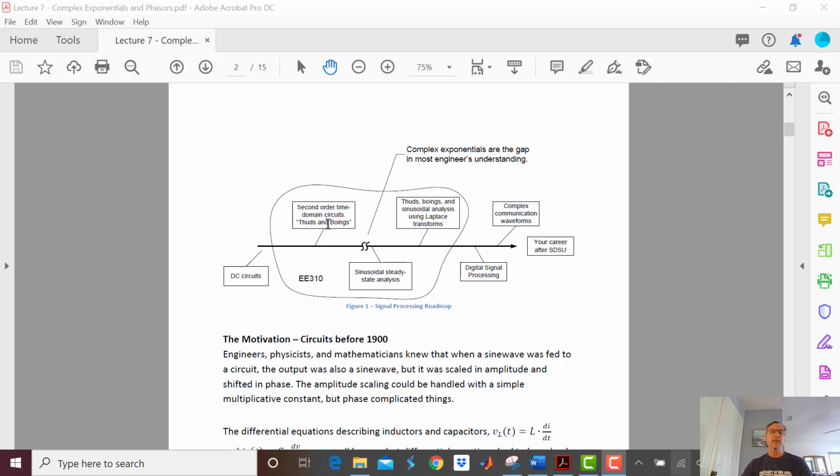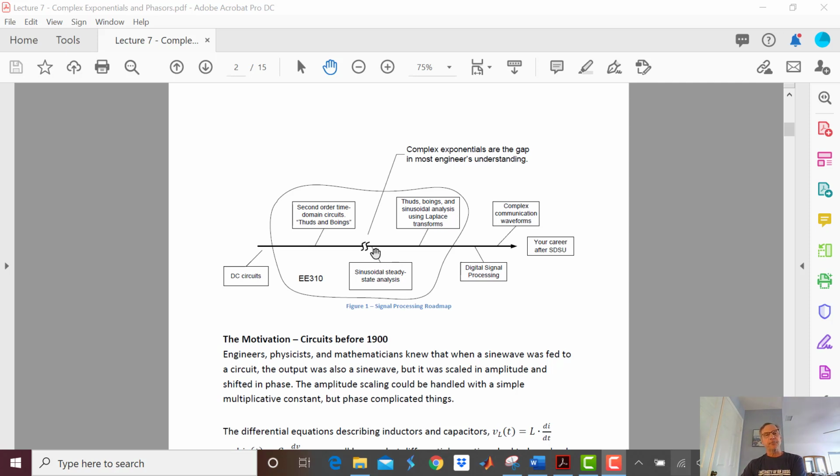And we start off with second order time domain circuits, RLC circuits. I like to call it thuds and boings because you have overdamped circuits that thud, and you have underdamped circuits that go boing. So we start off the course, and where we are right now is we've just done several weeks of these second order time domain circuits. But now we're going to take a big step, and we're going to move towards sinusoidal steady state analysis.